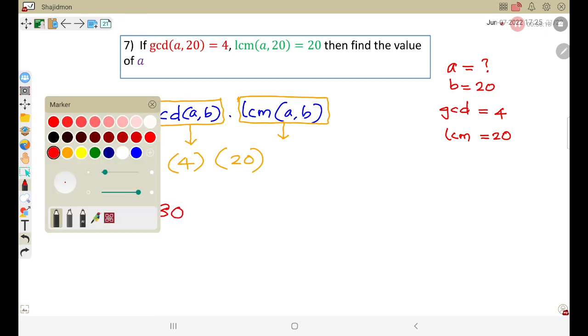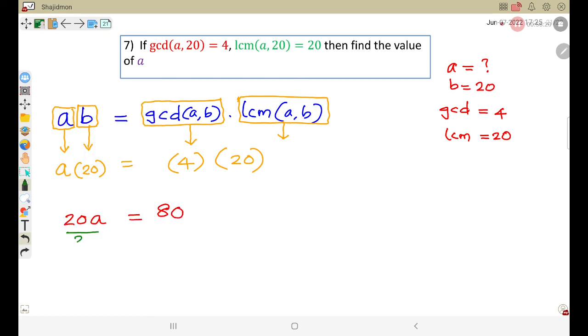Correct? On both sides we can divide by which number? 20. You will get the answer. Correct? So 20, 20 cancelled. So A equals 80 by 20, which means 4. So what is the A number? A equals 4 here. So I hope you understood this section.